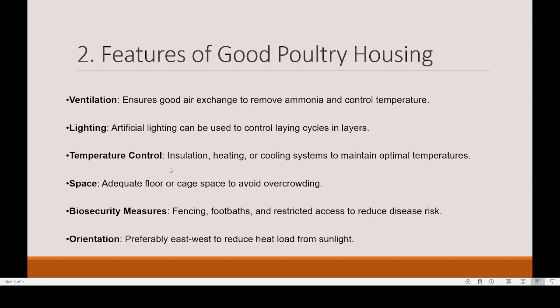Then another is temperature control. You are controlling insulation, light, heating. All these will be properly controlled by utilizing systems like this. Then space: adequate space or cage space to avoid overcrowding. See what is happening here. We are not giving them enough space. It's a battery cage system. So what if there is more space like this?